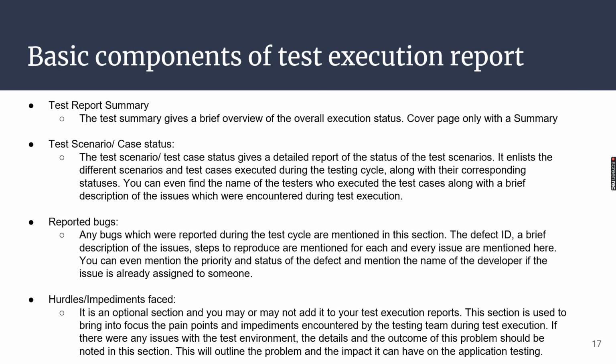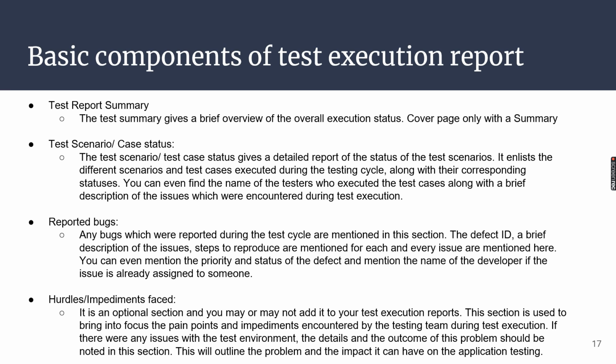Basic concepts of test execution reports. These basic concepts can broadly be classified into 3 categories. The test report summary, which provides a brief overview of the overall execution status. The test scenarios, which list the different scenarios and test cases executed during the testing cycle. You can even find the name of the testers along with a brief description of the issues found during the execution. Reported bugs. This is just a defect list with a brief description of the issues.